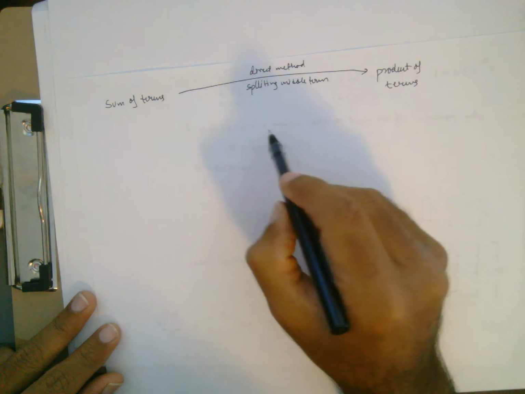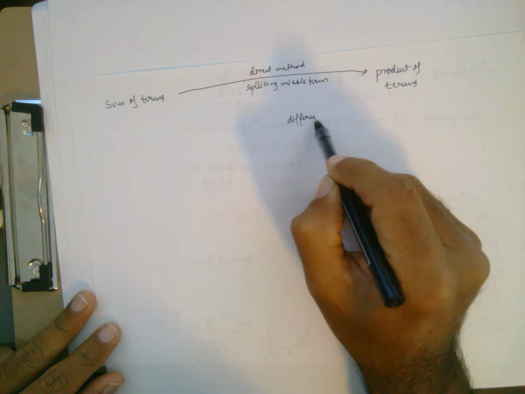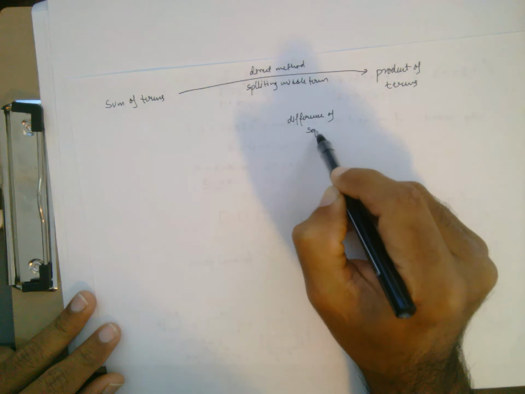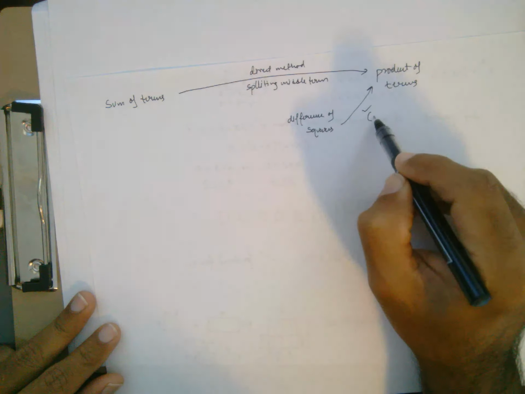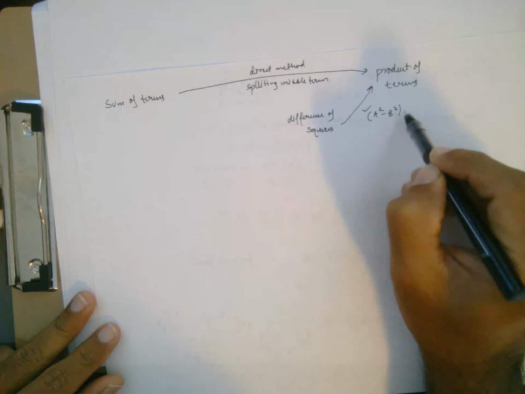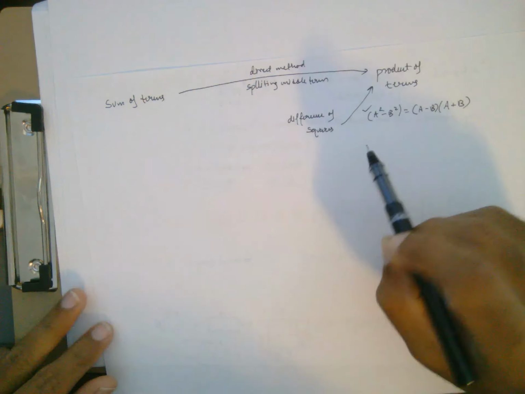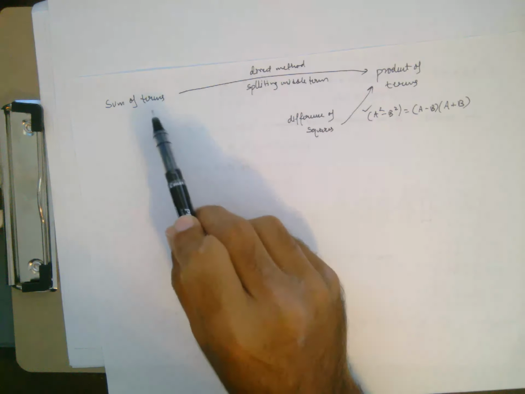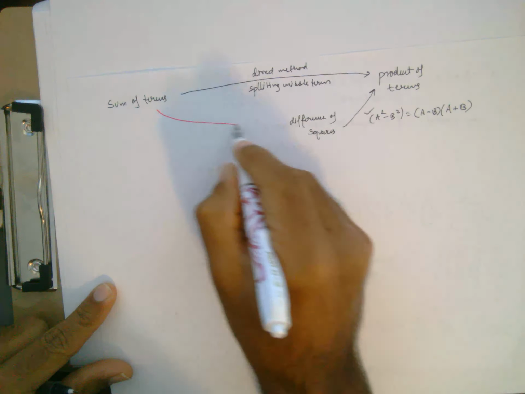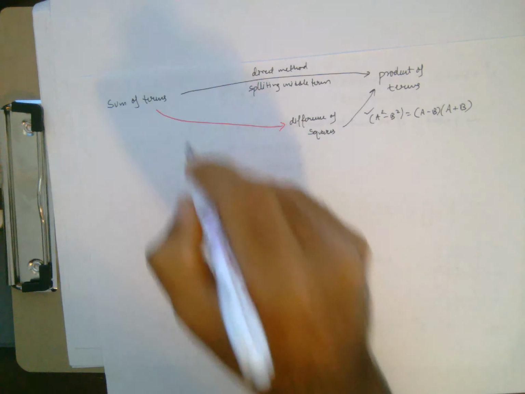Now the indirect method is, I have noticed that if I have a difference of squares, I already have this pathway. I know how to do this. This is a squared minus b squared equals a minus b, a plus b. So I know how to get from difference of squares to product of terms. So what I'm going to do is create this pathway of going from sum of terms to difference of squares. So we're going to create this path.